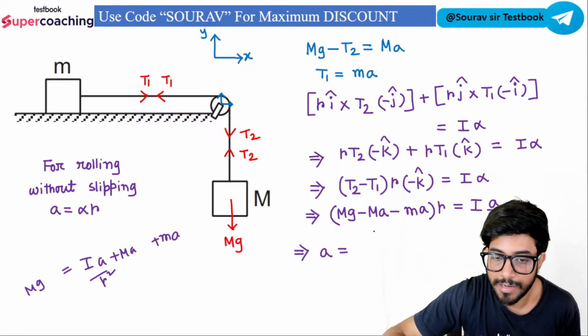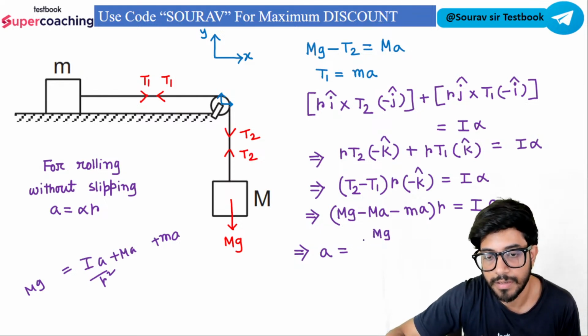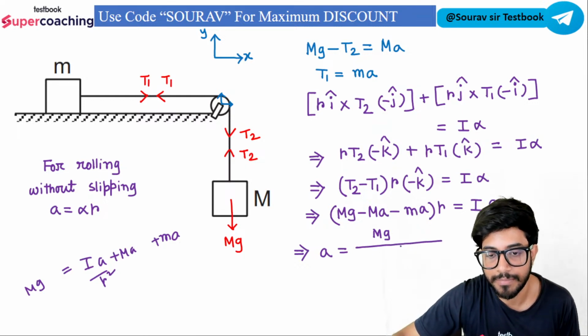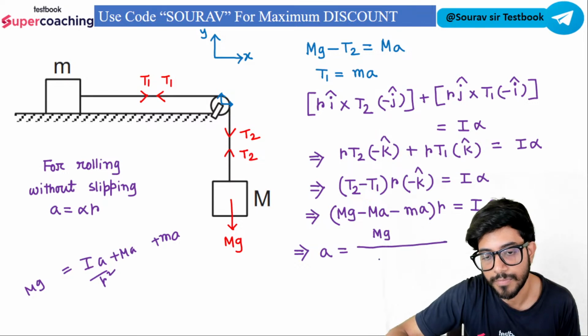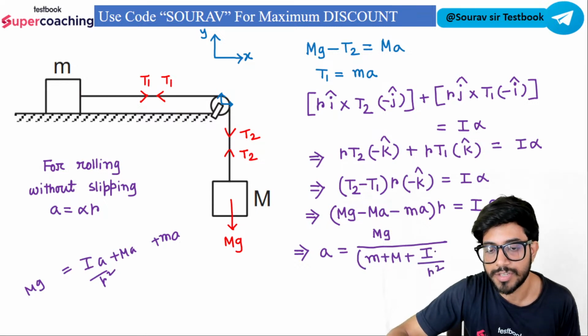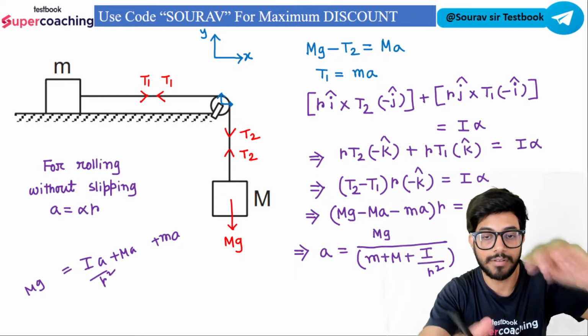So a is capital M G divided by small m plus capital M plus I divided by R square. Just wait for a moment, I will turn off my video so you can all see the calculation.